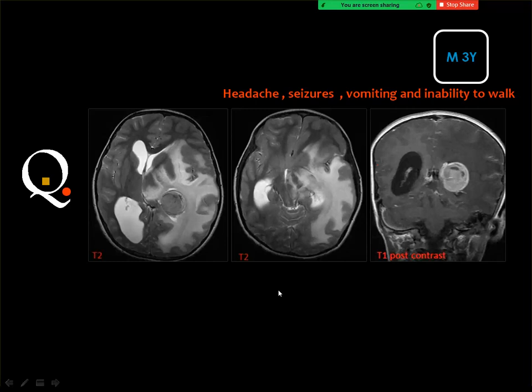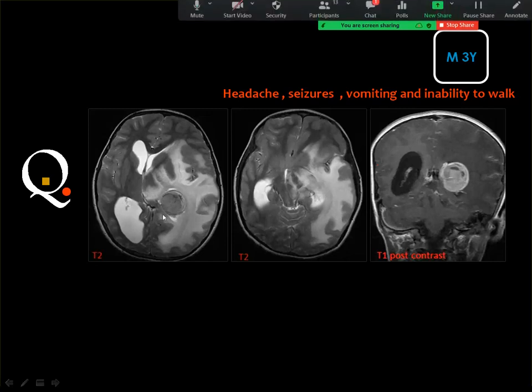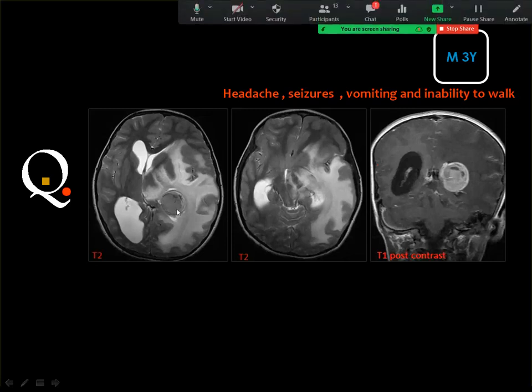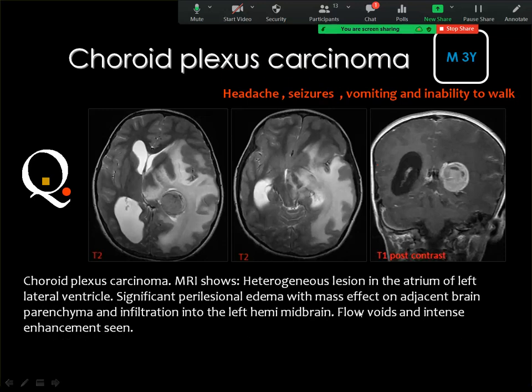Then, if you look here and you see a child 3 years old and a mass which is centered on the occipital horn of the ventricle corresponding to the site of the choroid plexus, then you are suspecting a choroid plexus papilloma. But whenever you see extensive brain edema around the lesion, you know that this lesion has invaded the ventricular wall and extended into the brain parenchyma, which means that you are dealing with choroid plexus carcinoma.